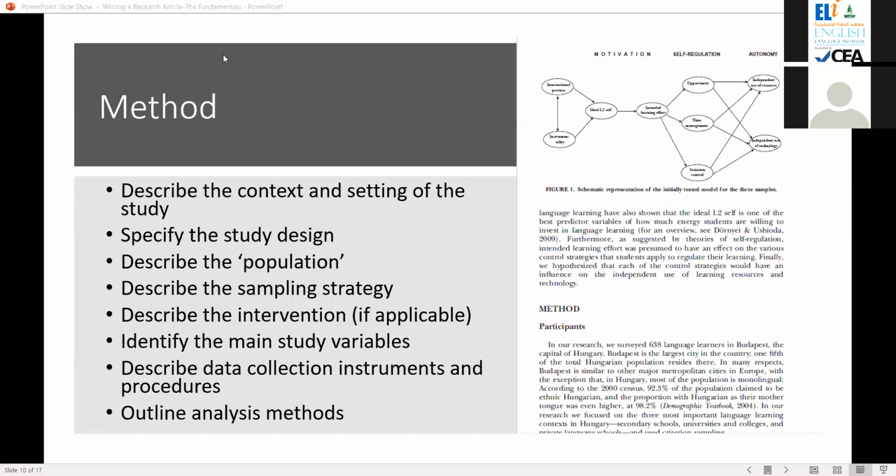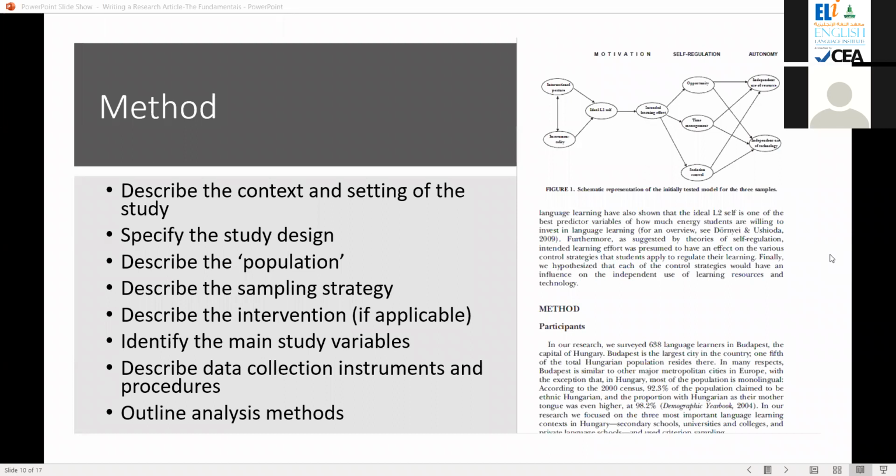Clearly, it has to be clear, concise, and straightforward. It also depends on the design. If you're doing mixed methods, quantitative, qualitative, or different designs like case studies, you have to state that clearly in your method section. If you have an intervention, you have to describe the intervention and everything that relates to it.